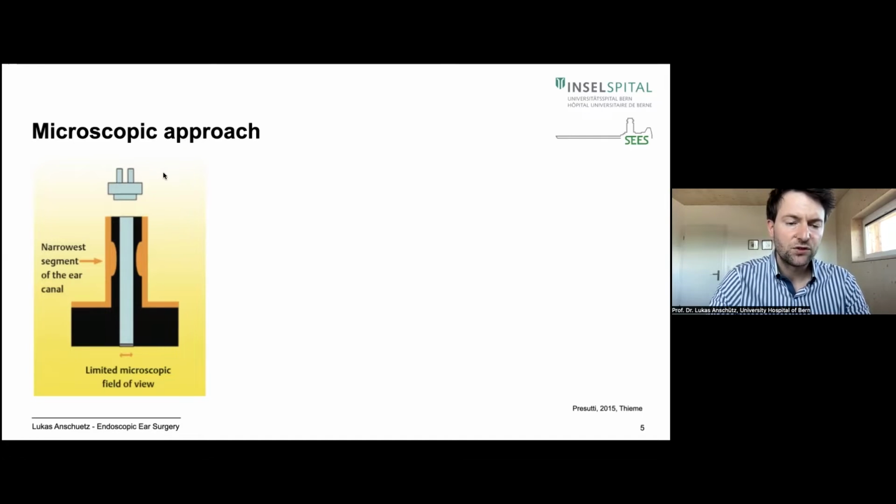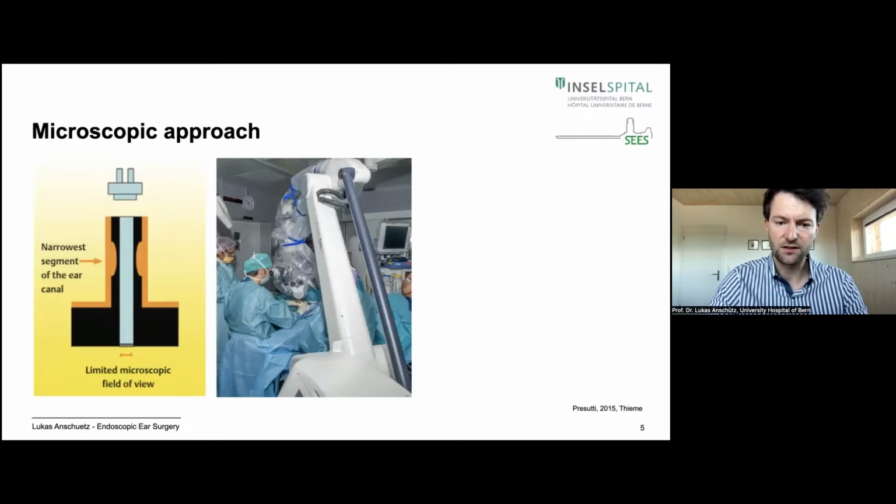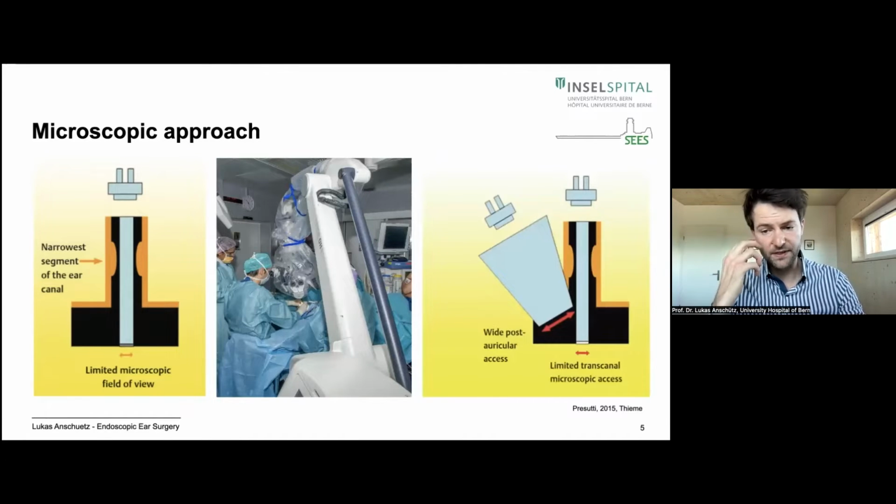The problem is that you have the light source external to the ear, and you have only a very limited view of the middle ear during your surgery. You can see here how this might look. You see the microscope is quite big, and because you can see only a part of the ear, surgeons designed this post-auricular access. You can drill away the mastoid bone, and you can access the middle ear in a wider way.